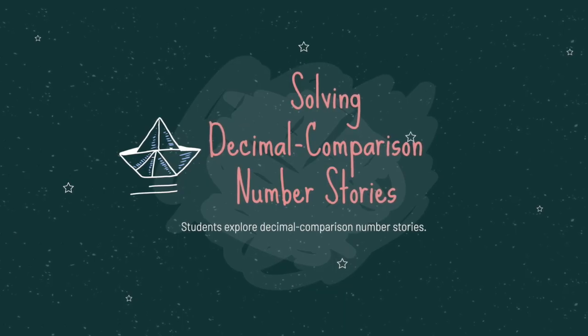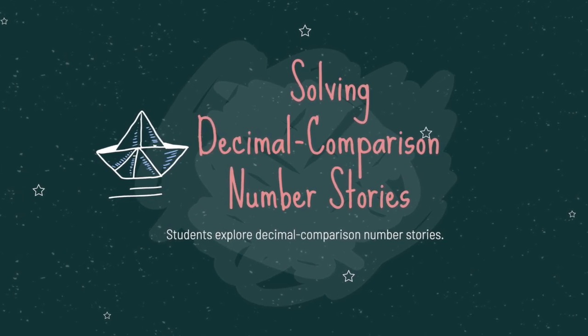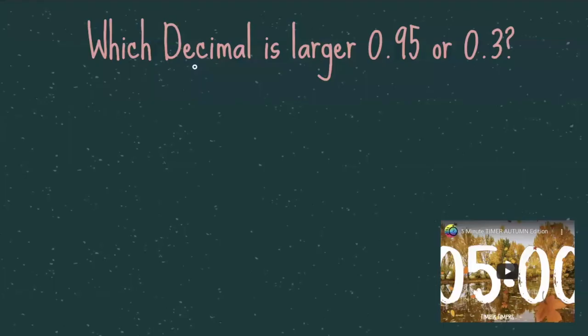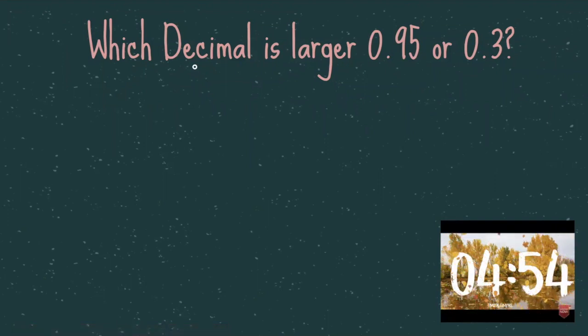Now we will work together to explore decimal comparison number stories. You will have a total of 5 minutes to answer the question, which decimal is larger, 95 hundredths or 3 tenths? Show your work, and discuss with your teacher how you were able to write your number sentence about 95 hundredths being greater than, less than, or equal to 3/10. Please begin now.